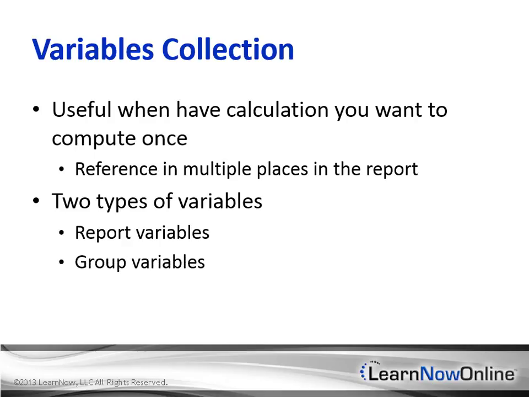And then there are also group variables. A group variable works just like a report variable, but it's calculated once per unique group value. So you define and set the value of the group variables using the Variables tab of the Group Properties dialog box. It's essentially a different scope for the variable, just within a particular group, as opposed to the entire report. Okay, so let's take a look at how you can use some of these collections and their members within a report.